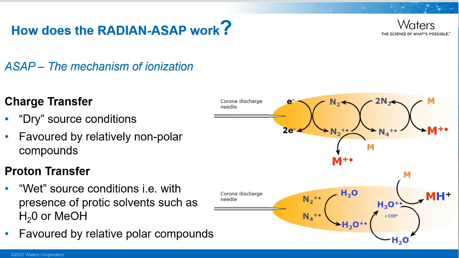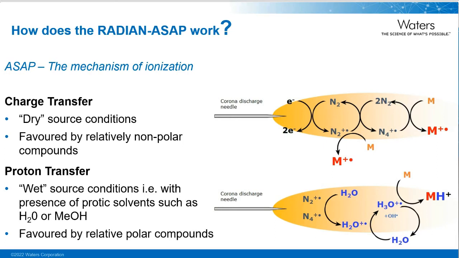Now we'll move on to the mechanism of ionization. The main ionization mechanisms for ASAP are really identical to those seen with APCI. The first of the mechanisms is a charge transfer mechanism, which is initiated by the corona discharged ionization of the nitrogen in the ionization source. This generates radical cations of nitrogen, which can then undergo charge transfer with analyte molecules to generate the radical cations.